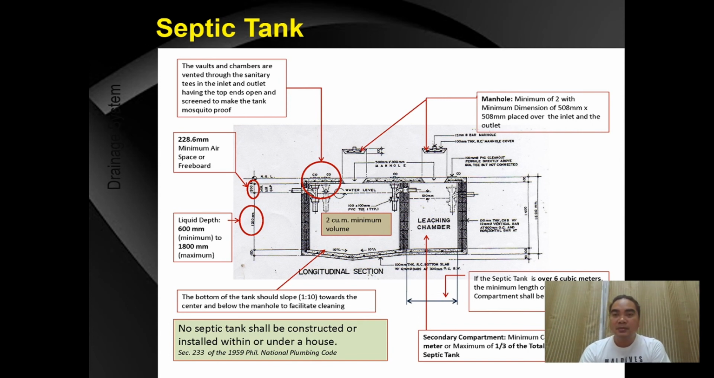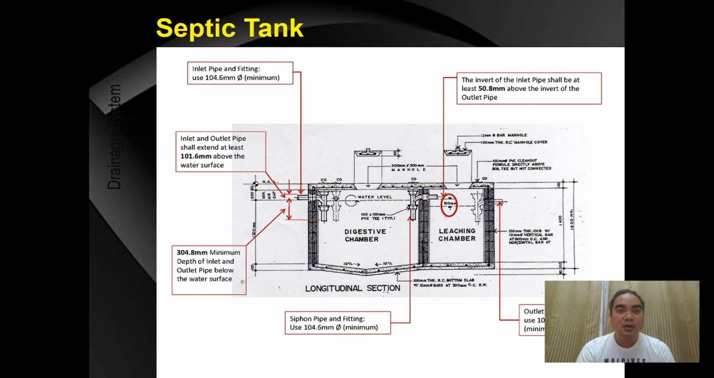Manhole. The minimum number of manholes is 2, with a minimum dimension of 508 mm by 508 mm, placed over the inlet and the outlet. If the septic tank is over 6 cubic meters, then the minimum length of the secondary compartment shall be 1,500 mm. The secondary compartment has a minimum capacity of 1 cubic meter or a maximum of 1/3 of the total capacity of the septic tank.